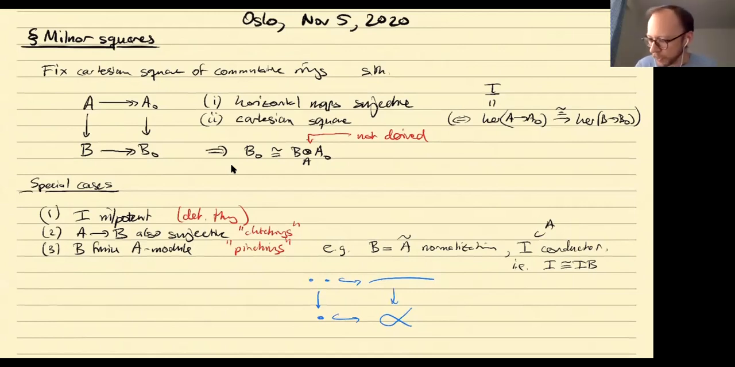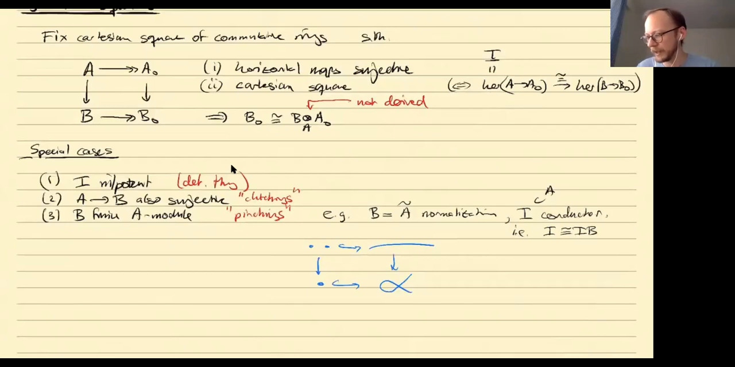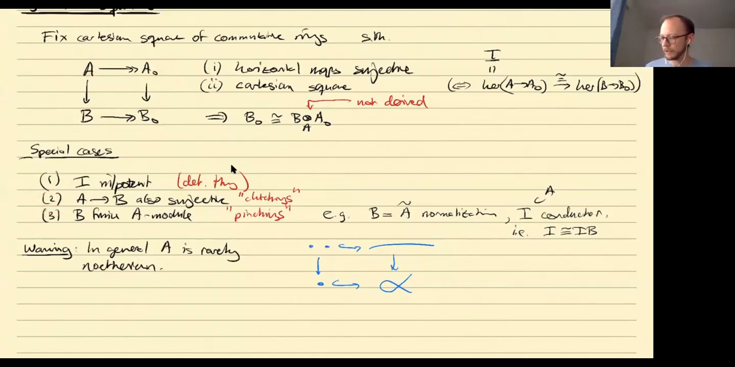Right, and also a warning here is that, except in cases 2 and 3, A is rarely Noetherian. So even if you start with A naught, B naught and B Noetherian, the fiber product is rarely Noetherian. In this case, and also in this case, it is, if everything is of finite type over some Noetherian base. Okay, so these are our Milnor squares.